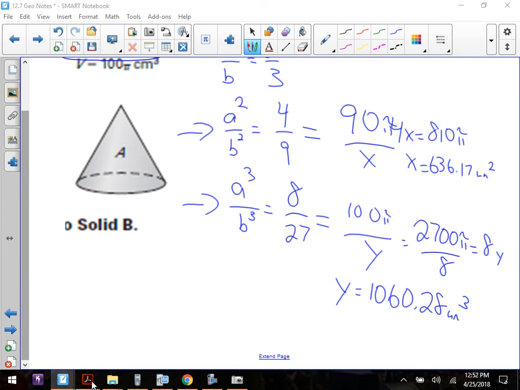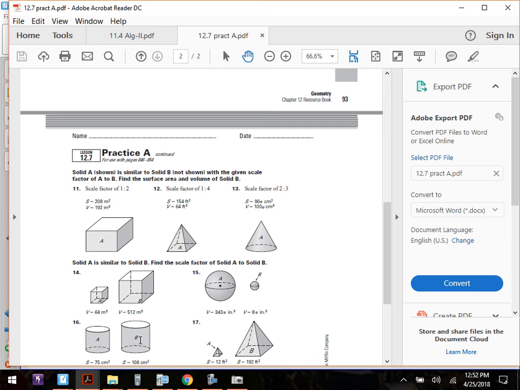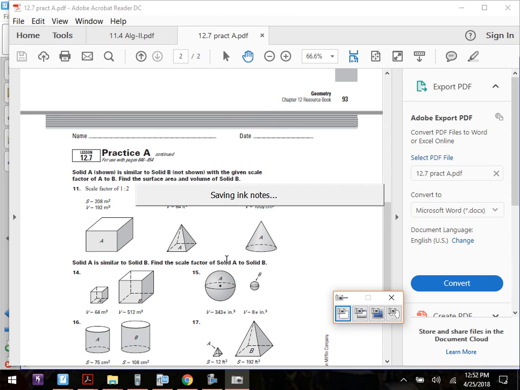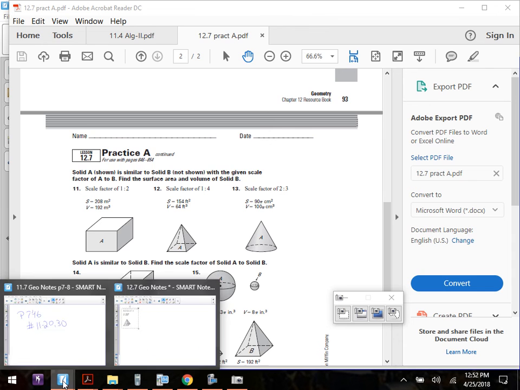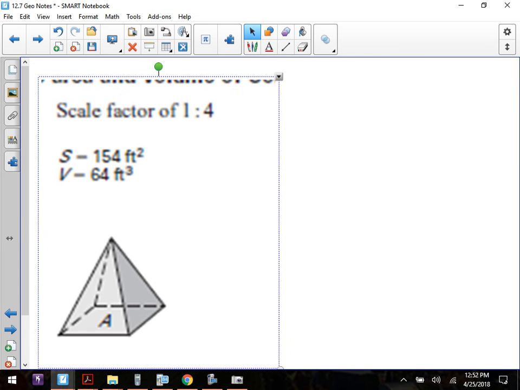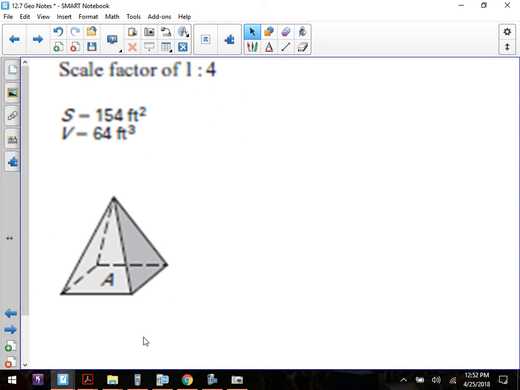Let's try another. You guys do this one. You've got a scale factor of 1 to 4, going from A to B. You're given the surface area of A and the volume of A. Figure out the surface area and the volume of B. Take a second and try that out. It shouldn't be so tough.